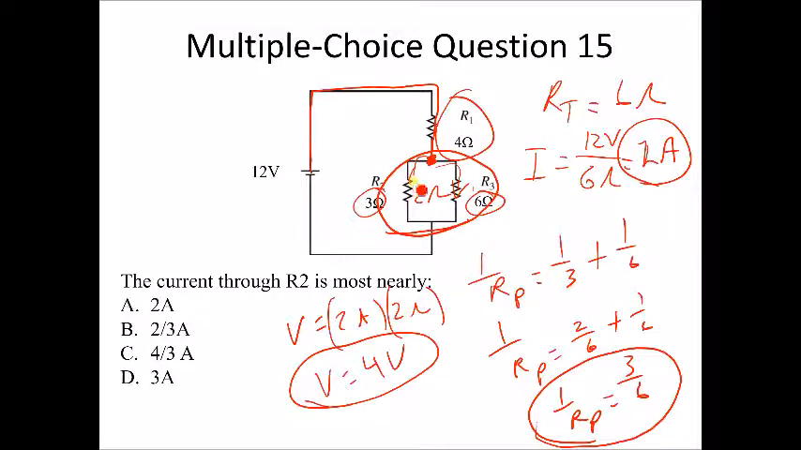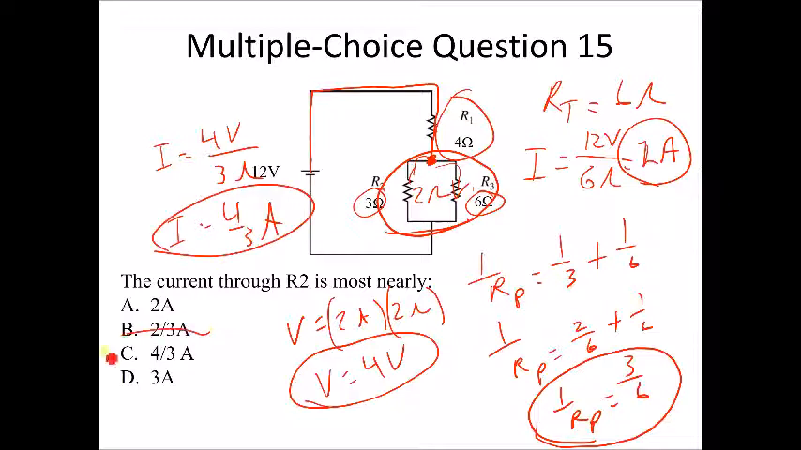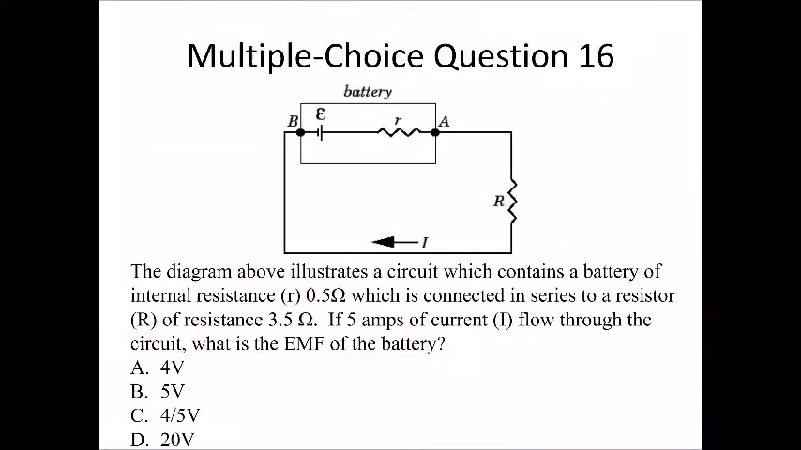It's also the voltage drop across each branch. So it'd be the drop across R2. It would be the drop across R3. So we're looking at R2. If we want to know the current through R2, we take the voltage drop across R2, 4 volts, divided by the resistance of R2, 3 ohms, and I is going to equal 4/3 of an amp. So our answer is C. Let's move on to multiple choice 16.